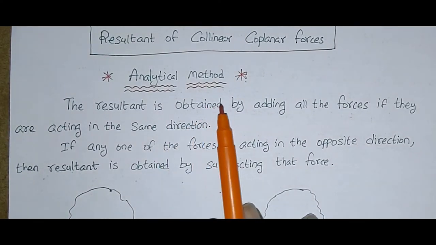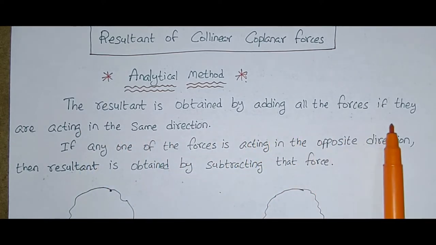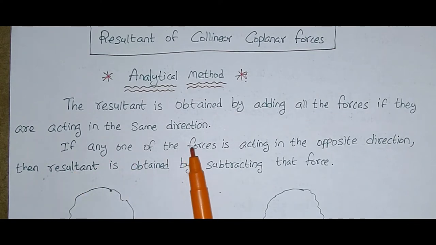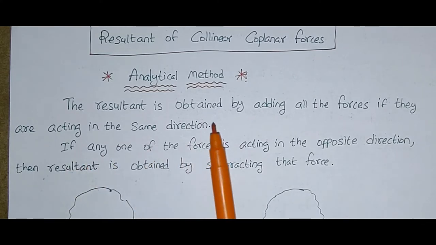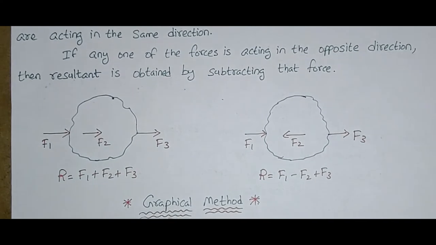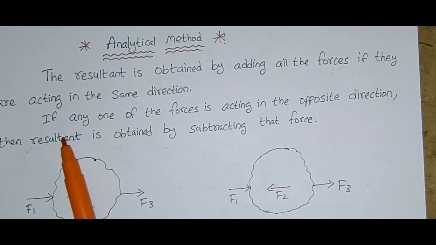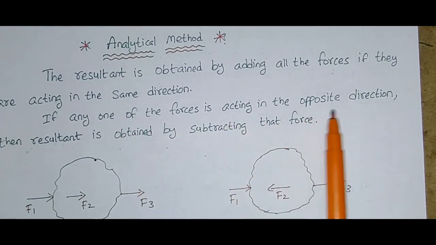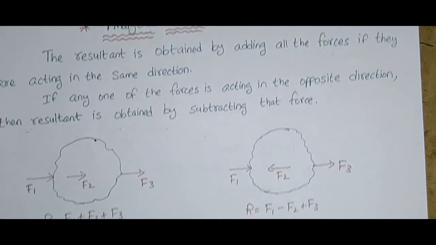Here is the analytical method. We have a statement: the resultant is obtained by adding all the forces if they are acting in the same direction. You have to remember this point, all the forces acting in the same direction. To understand this statement, see this diagram: F1, F2, F3, three forces are plotted, and F1, F2, F3 are acting in the same direction. Next statement: if any one of the forces is acting in the opposite direction, the resultant is obtained by subtracting that force.